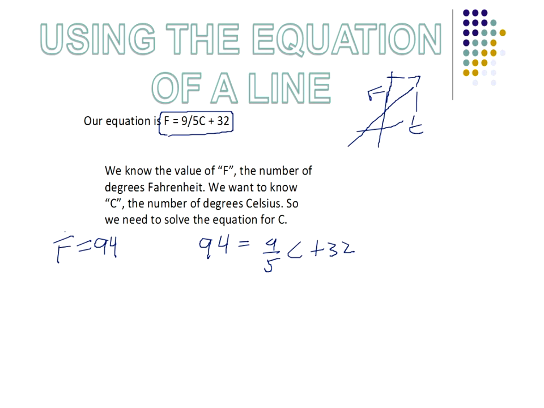Now I'm going to undo what's being done. So I'm trying to solve for c. I'm going to subtract 32 from both sides. And so here I'll have 9 over 5 times c, and this will be 62.